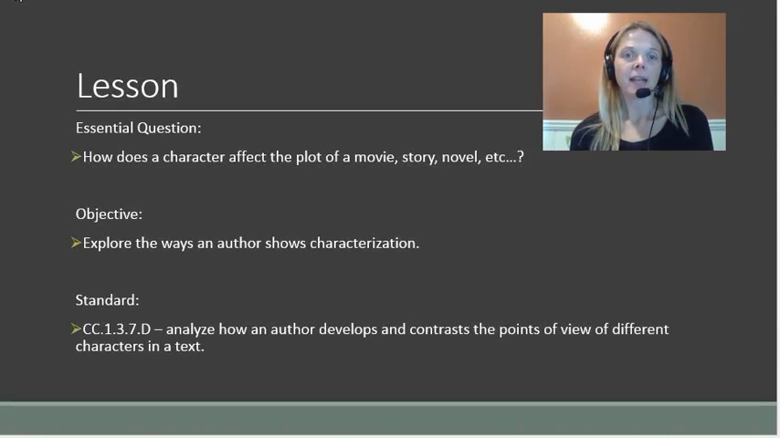Hello, ladies and gentlemen. The essential question for this lesson is how does a character affect the plot of a movie, story, novel, etc.? The objective is to explore the ways an author shows characterization. And the standard is Common Core 137D to analyze how an author develops and contrasts the points of view of different characters in a text.